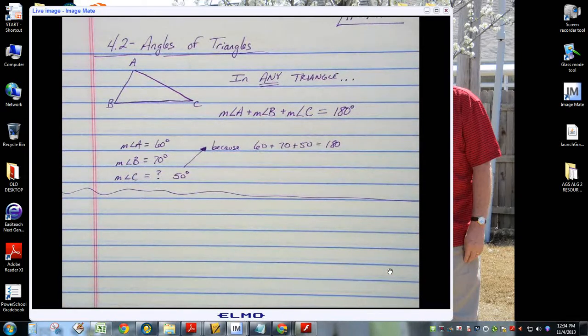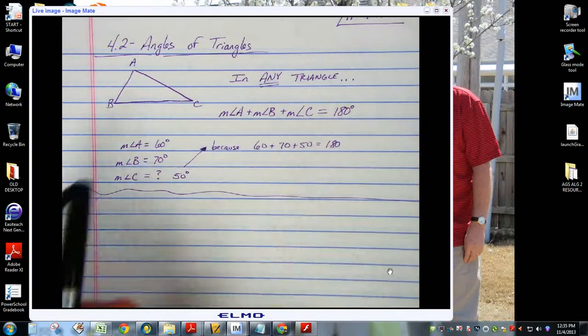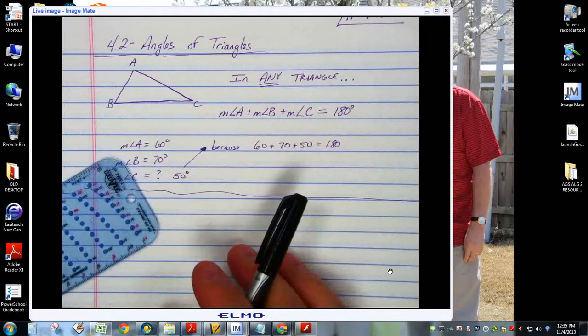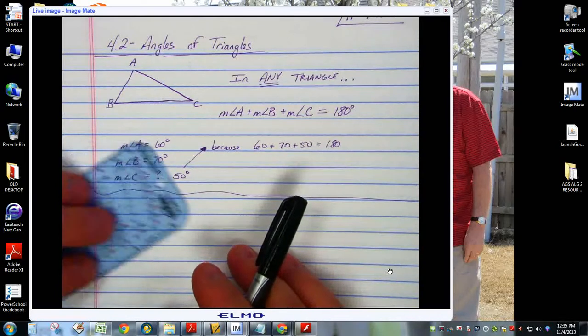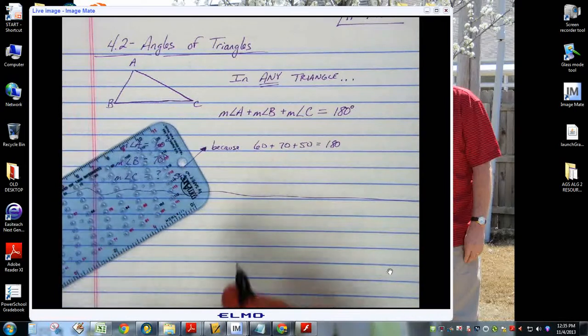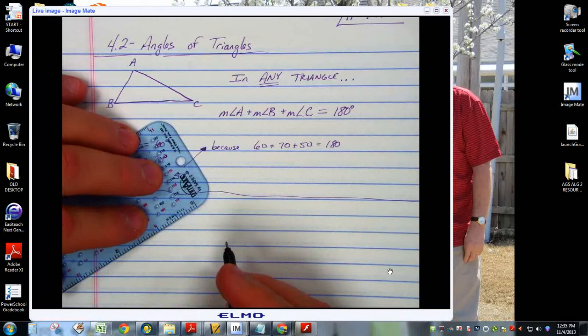Pretty simple concept, huh? But is there a specific way we have to write the equation? The three angles added together have to equal 180 degrees. Now, what do the angles inside a triangle have to add to, Noor? Good.